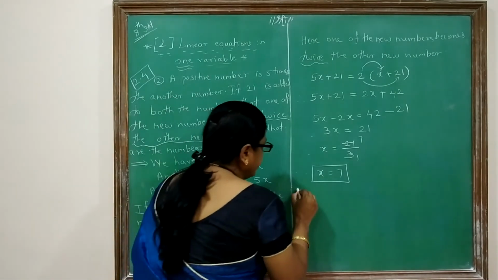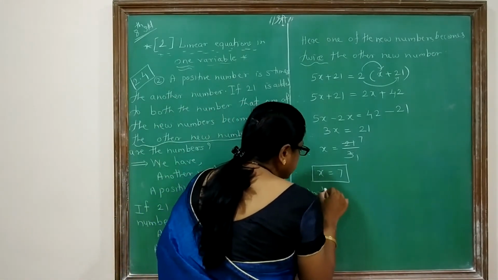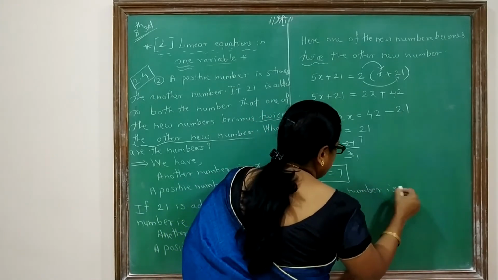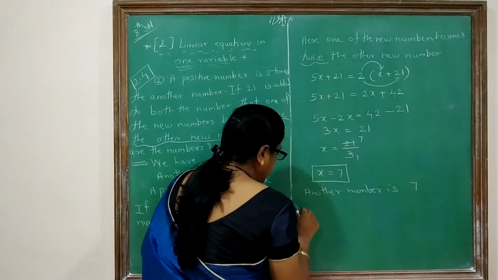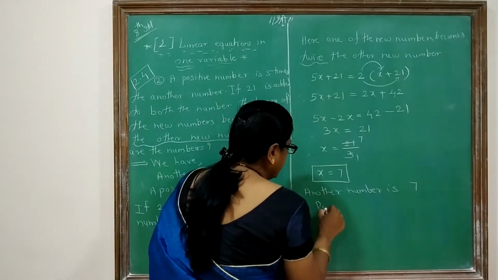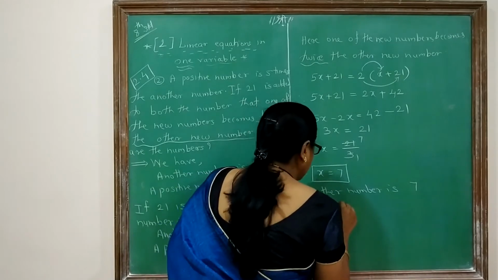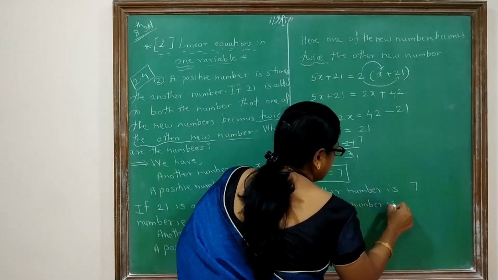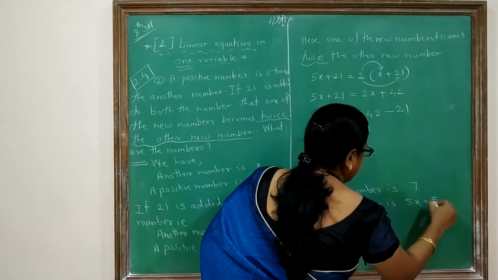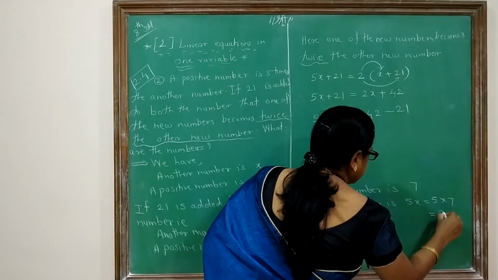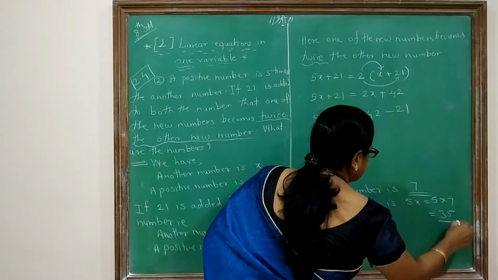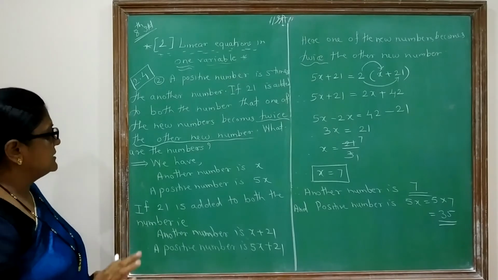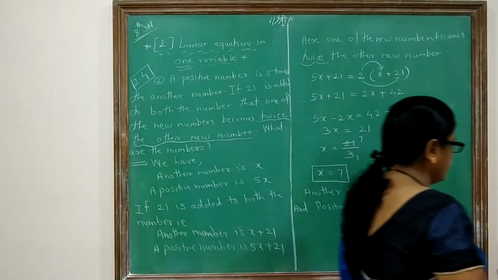Then you will write, your other number is 7. Your positive number is 5x, that is 5 into 7, that is 35. This is your answer: 7 and 35. And this is your answer. And here your third question is complete.